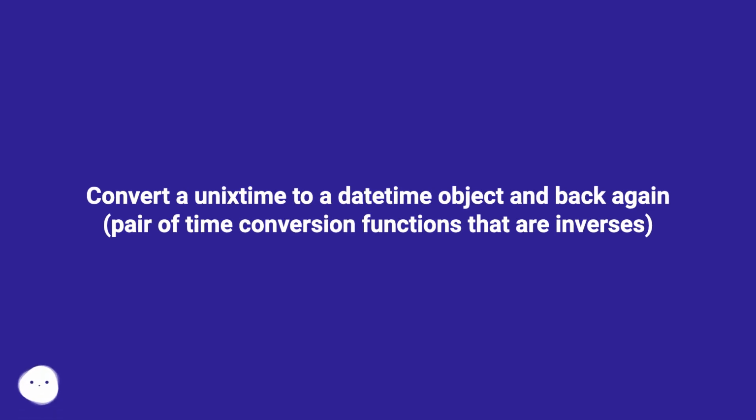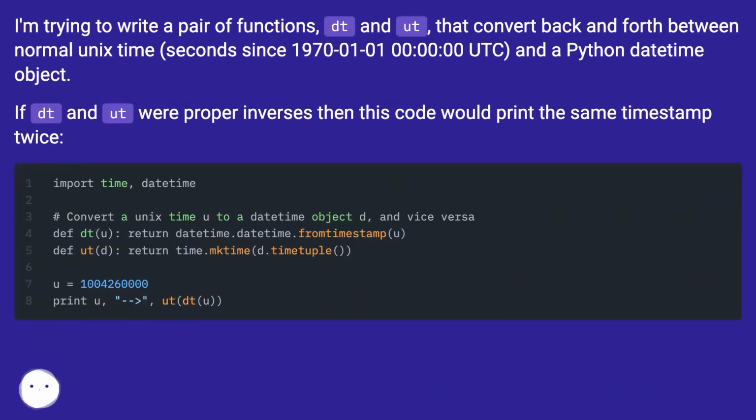Convert a Unix time to a datetime object and back again, a pair of time conversion functions that are inverses. I'm trying to write a pair of functions, dt and ut, that convert back and forth between normal Unix time, seconds since January 1, 1970, 0 o'clock Universal Time Coordinated, and a Python datetime object. If dt and ut were proper inverses, then this code would print the same timestamp twice.